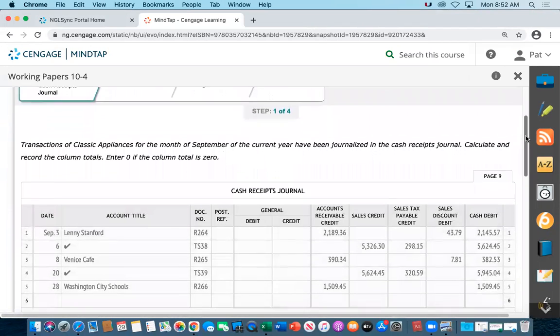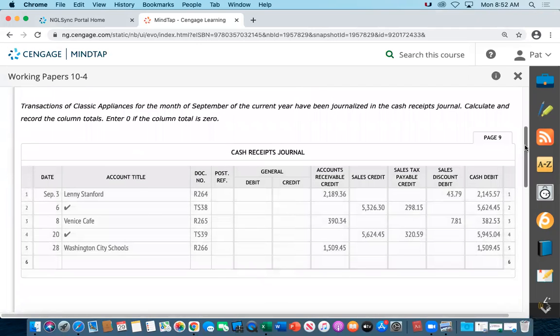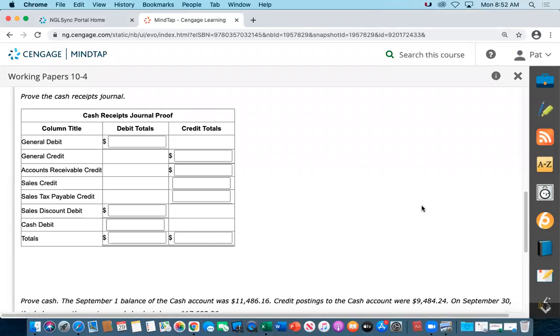So we have a few tabs that we have to work through. It says transactions of plastic appliances for the month of September of the current year. Journalize the cash sheets journal, calculate and record the column totals, enter a 0. All we're going to have to do is add up the column totals. I'm going to try to find a way so I don't have to waste a lot of your time adding things up.